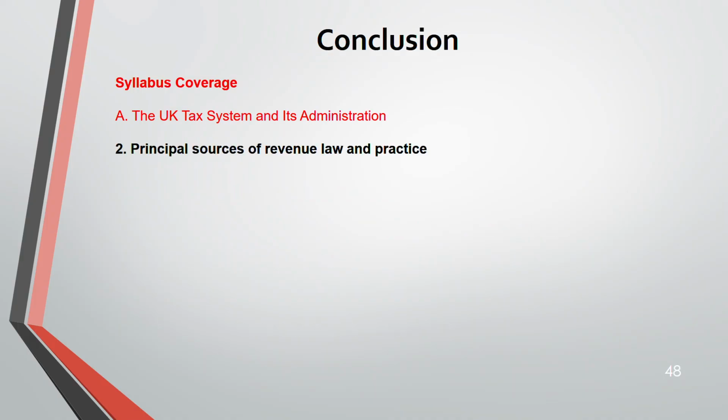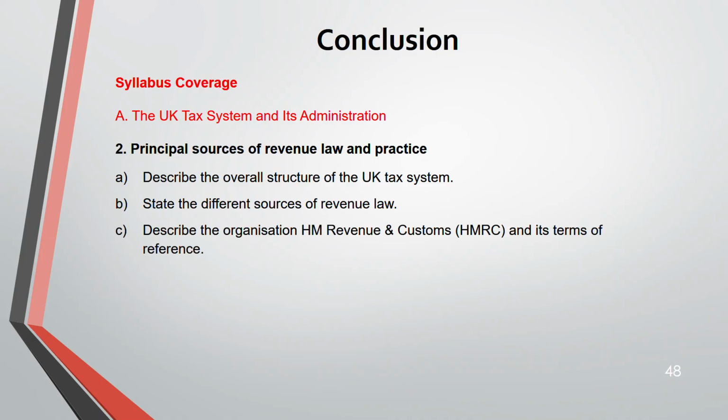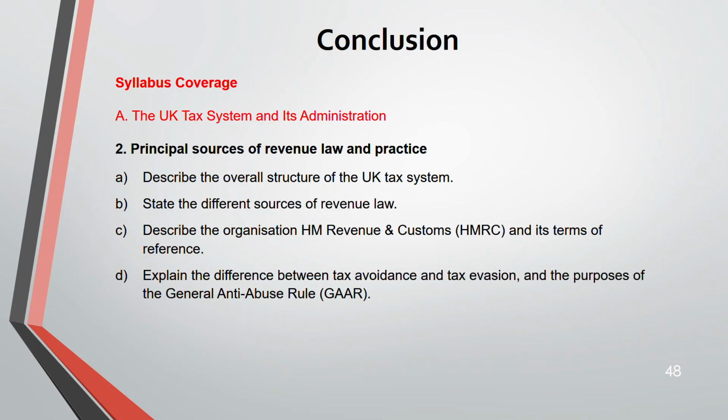Then, second, principal sources of revenue law. What is the overall structure of the UK tax system? Different sources of revenue law. HMRC, how HMRC is organized. The general anti-abuse rule. The difference between tax avoidance and tax evasion. Tax evasion is illegal. Tax avoidance is legal. But if the schemes are abused, it's dealt with under GAAR.